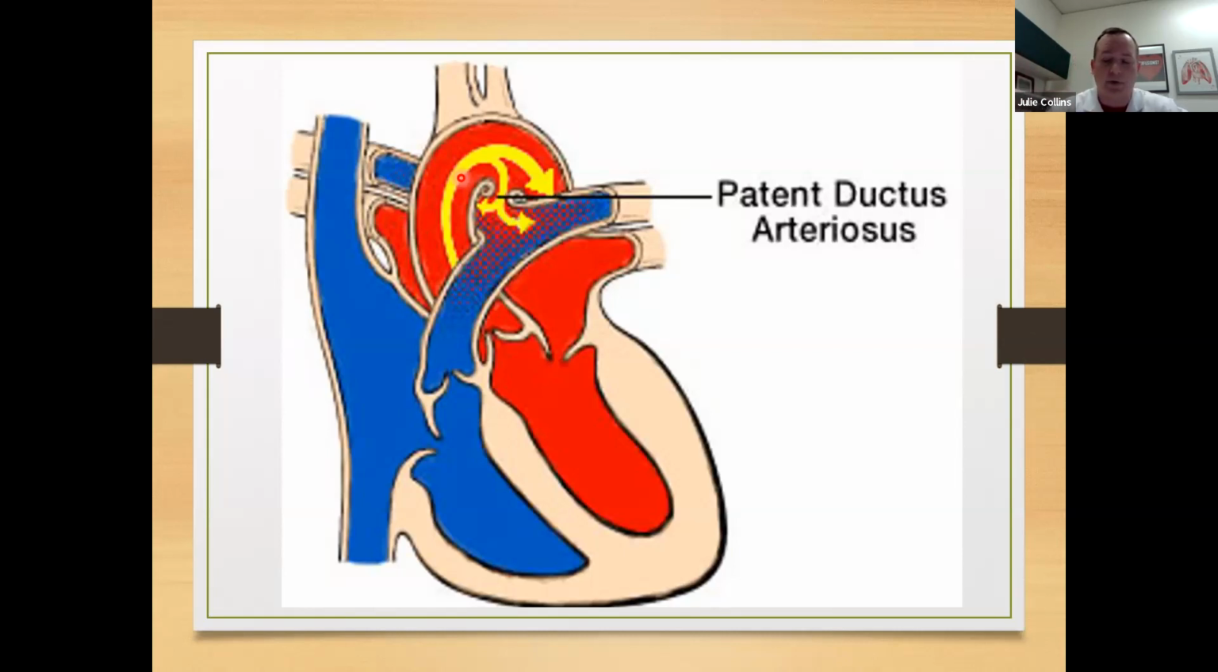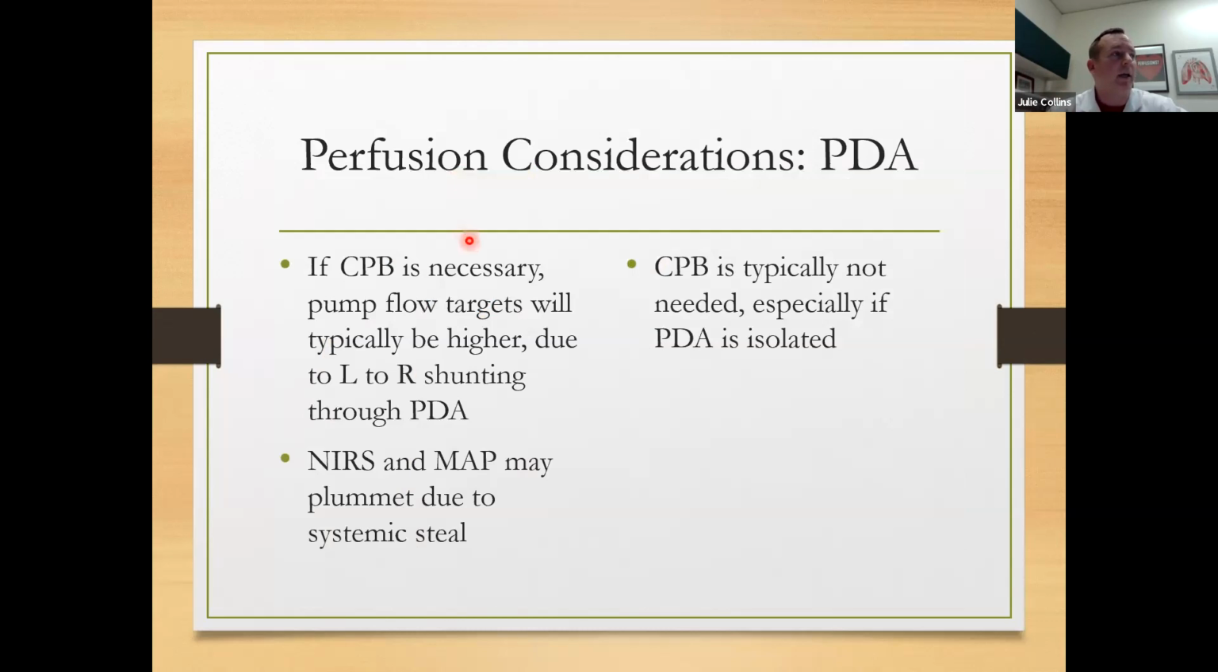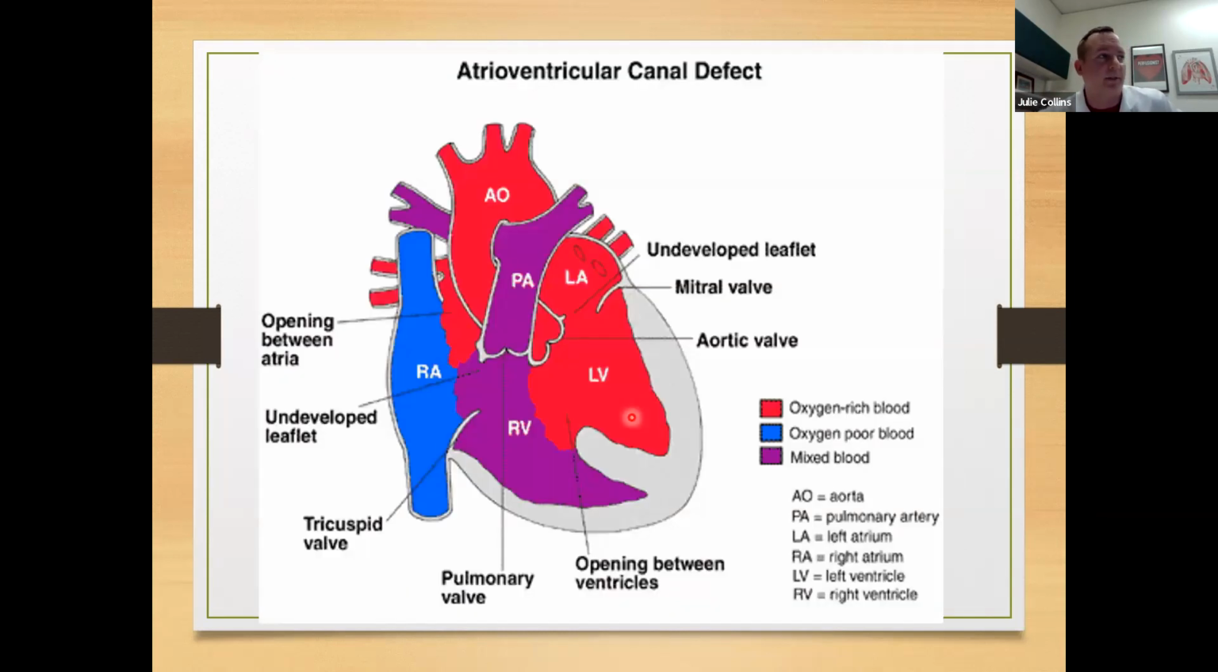So as a perfusionist, you've got to be cognizant of that, and you've got to increase your pump flow as necessary. So your targets will typically be higher when your patient has a PDA due to the left to right shunting. NIRS may plummet and MAP may plummet, and that may be your first indication that systemic steal is happening. Isolated PDAs are not going to need cardiopulmonary bypass typically.